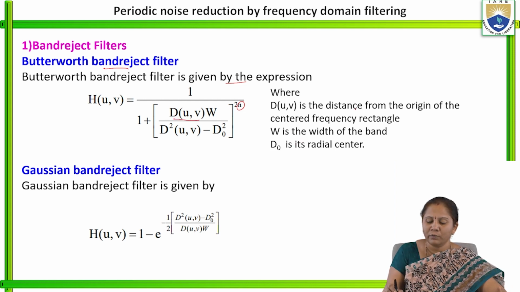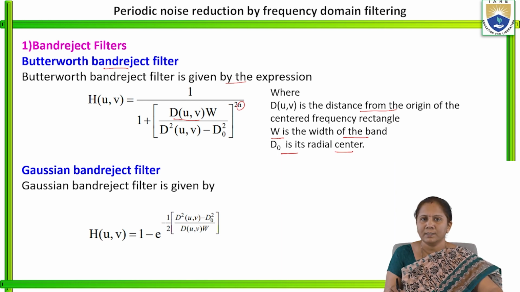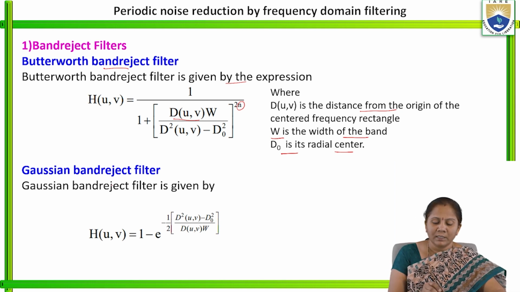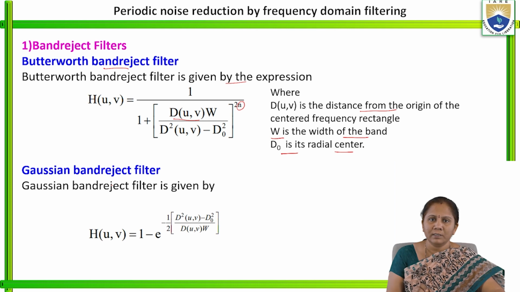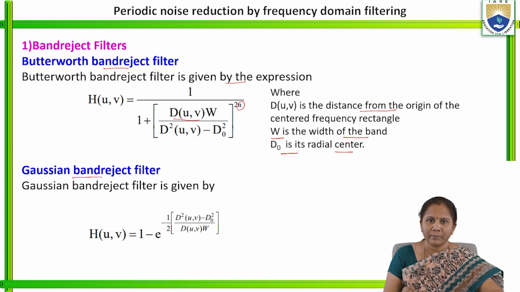Same here also, D of u comma v represents the distance from the origin of the rectangle, w represents the width of the frequency band, and D naught is the radial center. So D of u comma v can be calculated as root of u square plus v square. And the third type of band reject filter is the Gaussian band reject filter.